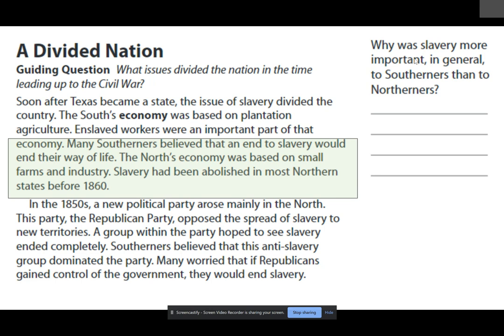Many Southerners believed that an end to slavery would end their way of life. The North's economy was based on small farms and industry. Slavery had been abolished in most northern states before 1860. In the 1850s, a new political party arose, mainly in the North. This party, the Republican Party, opposed the spread of slavery to new territories. A group within the party hoped to see slavery ended completely. Southerners believed that this anti-slavery group dominated the party. Many worried that if Republicans gained control of the government, they would end slavery.